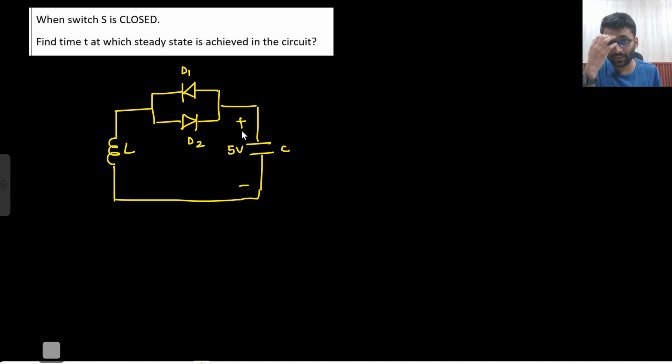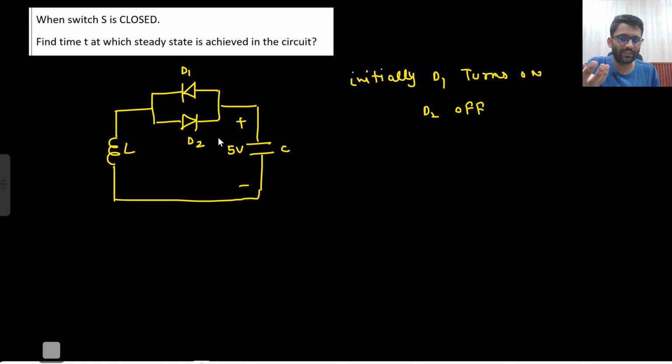So initially what will happen? This is 5 volt, so the capacitor will discharge in this direction. So which diode will turn on? D1 will turn on initially, and D2 is off. Why is D2 off? Because if current is flowing in this direction, D1 is on, so D2 will be off. So D1 turns on. So what will be your circuit? Exactly the same which we have already solved, in the same manner.